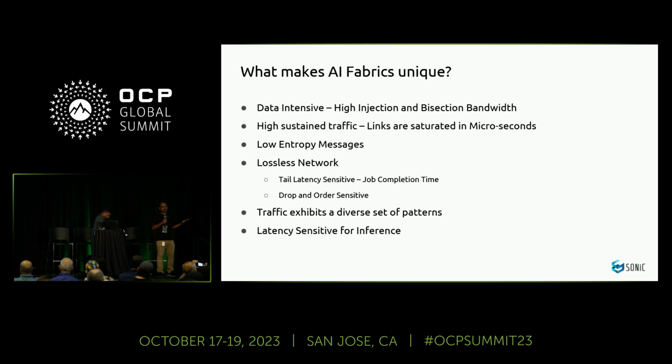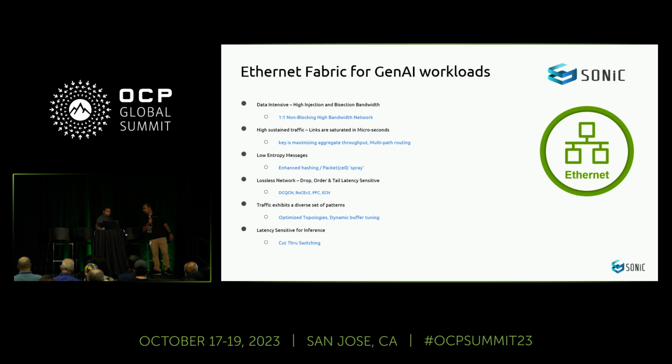So you need a lossless network. This is imperative because of what you saw earlier in the morning, the go-back-N thing, right? Even if you lose one message, Ram was talking about how you go back. If something is order sensitive and drop sensitive, otherwise your training time is going to increase exponentially. The job completion time is going to increase based on the network drops. So you need to have a lossless network. As we earlier talked about, there are diverse traffic patterns, and inference is latency sensitive. Let's move on.